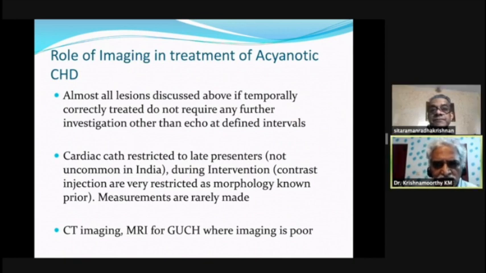Now there are a few questions not directly related to this topic. One question is from Dr. Ishita Banerjee. Sir, can vascular rings be discussed, the role of echo?